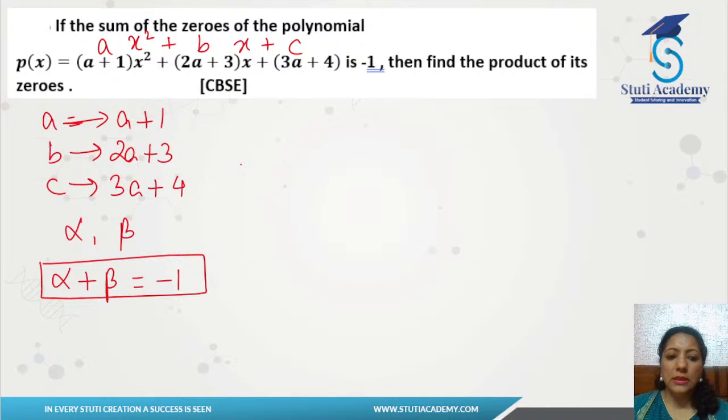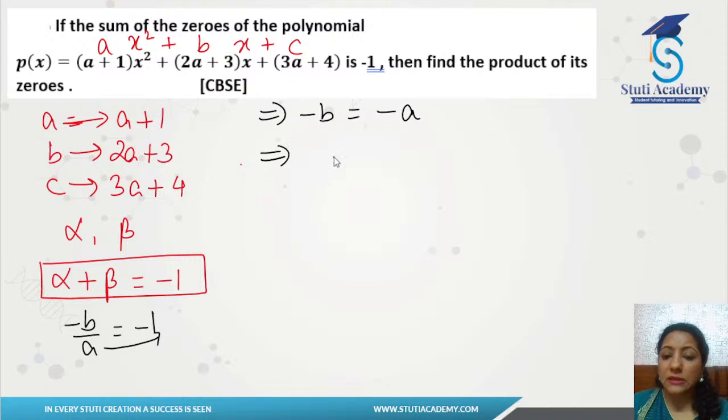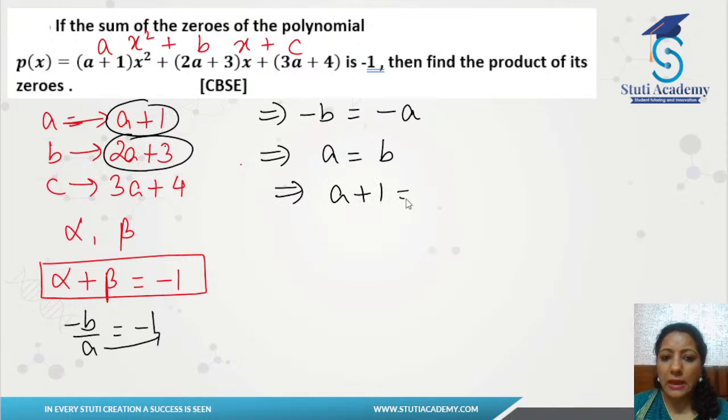So before we do anything else, I'm going to put this alpha plus beta. I also know it is equal to minus b upon a. So minus b by a equal to minus 1. I will take this a to the other side and I'm going to actually get minus b is equal to minus a. The minus will get cancelled and then I will have a is equal to b. So this is a and this is b. So I will write a plus 1 here and then 2a plus 3 here. Now I'll solve for a. 3 I'll take to the other side and a I'm going to take to the other side.